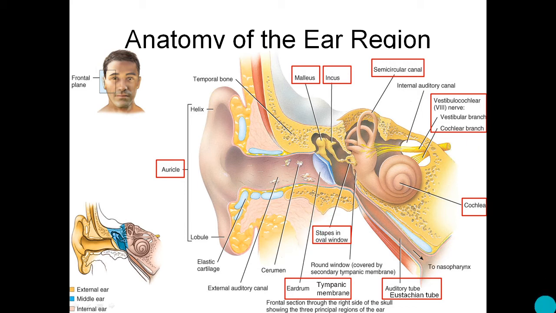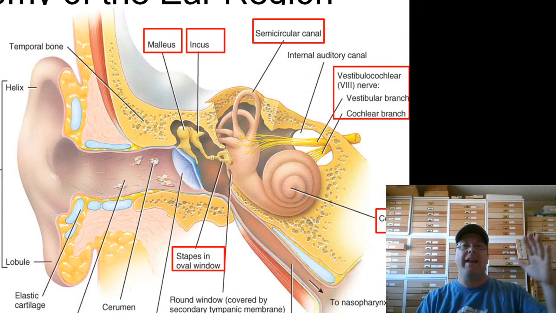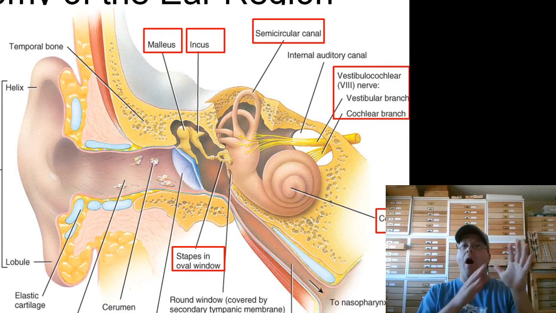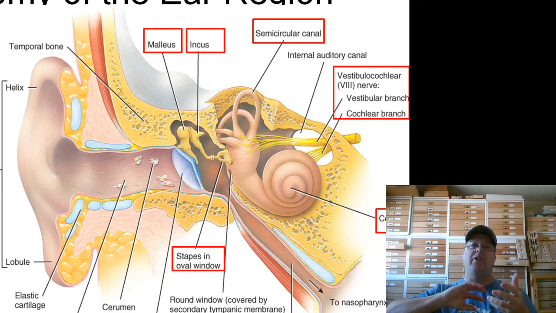The crazy thing about this is everything that we've learned, it's all mechanical. Things are just vibrating all the way to the organ of Corti. So it's the organ of Corti that actually turns this all into an action potential or a nerve impulse that can go to your brain. So you can see why people can slowly over time lose their hearing.